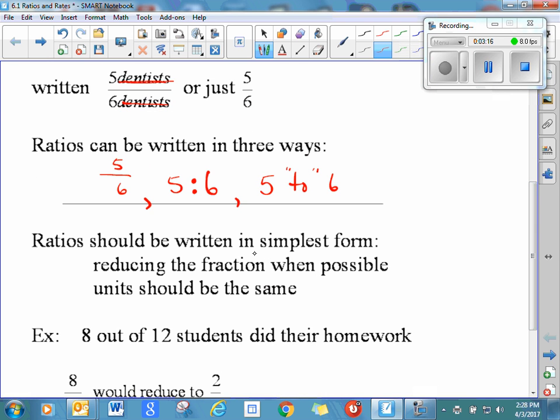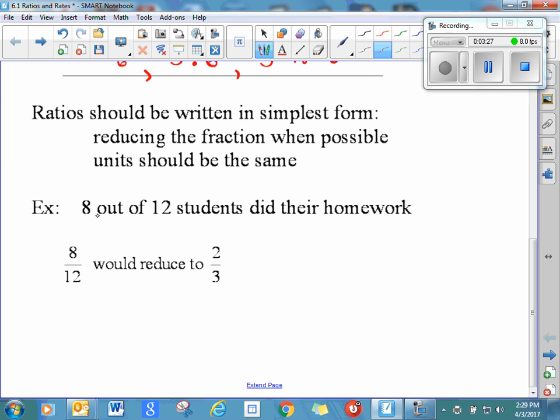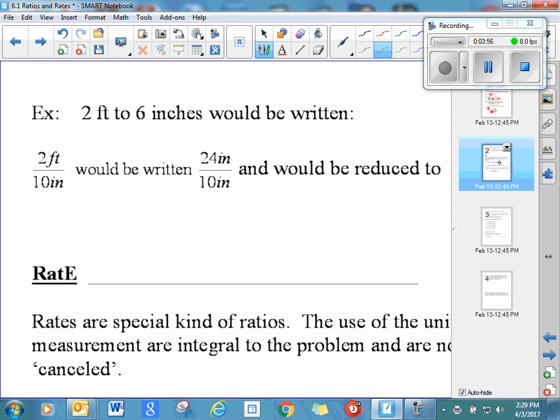We should always write ratios just like any other fraction. We need to write it in simplest form, reducing, always looking for common factors until your numerator and denominator are relatively prime. So 8 students out of 12 students did their homework would be written like this, because the word students over students that went with the 8 and the 12, they cancel, and we get 8 over 12, but that reduces, of course, because 4 times 2 and 4 times 3, that reduces to the ratio 2 to 3.